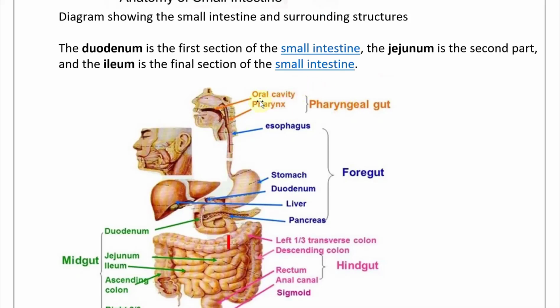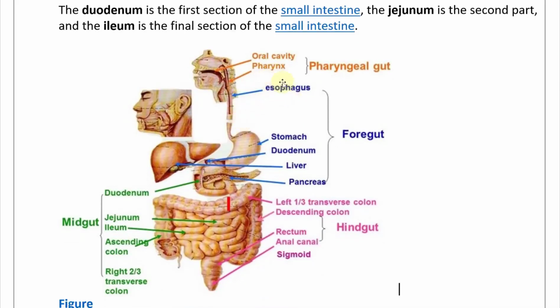This could be considered as the oral cavity and the pharynx, that opening over there. Then you have now the esophagus. Now you have this one in blue. According to this figure, this represents the part of the foregut. So now you have the foregut, which includes the esophagus or the food pipe.